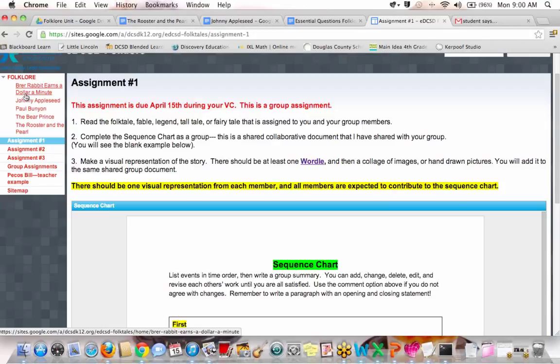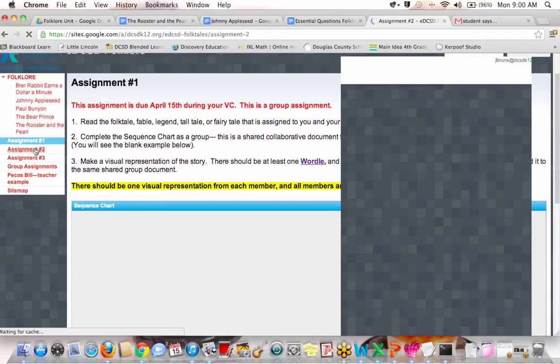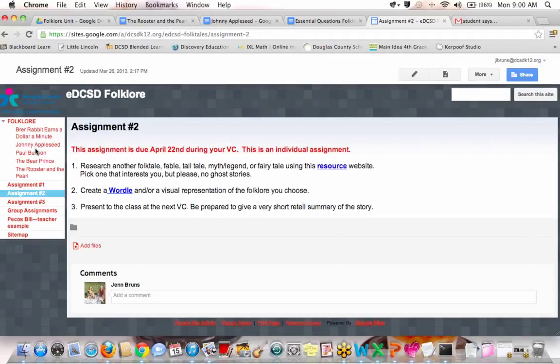But what I want to do now is take you to your next assignment, which is due next Monday. This is an individual assignment. Oh, good, Jordan, you just read half of Paul Bunyan. That's cool. Your group assignment for number one, some of you are going to finish that up today. But assignment number two and assignment number three are individual. So let's go over it.